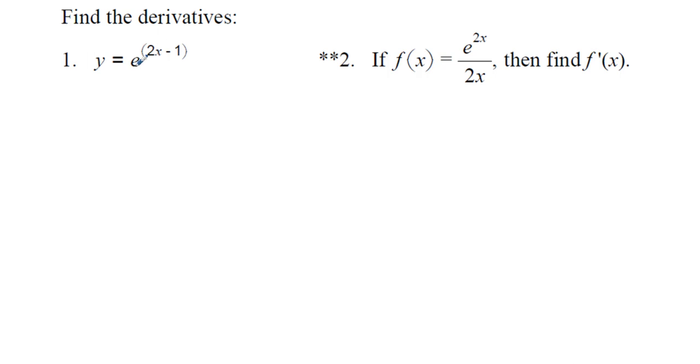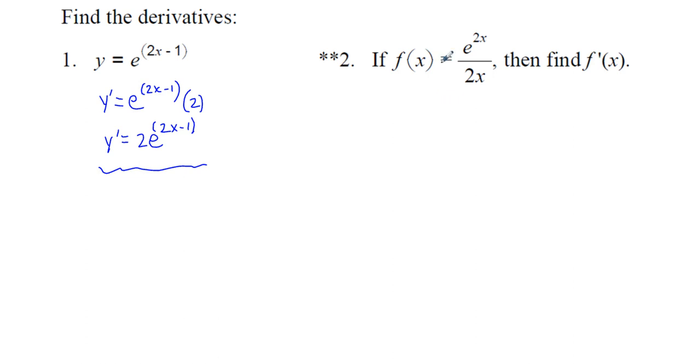y equals e to the power of 2x minus 1. So y prime, our derivative, is going to be e to the 2x minus 1 times the derivative of this argument here, which is going to be 2. So y prime is going to be equal to 2e to the power of 2x minus 1. So that's problem number 1.